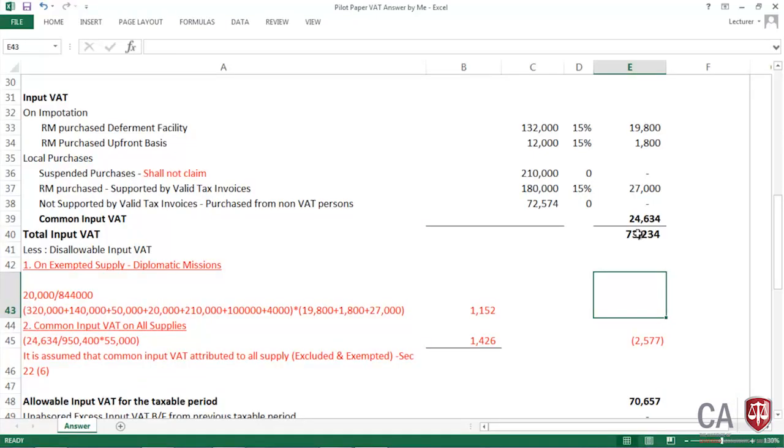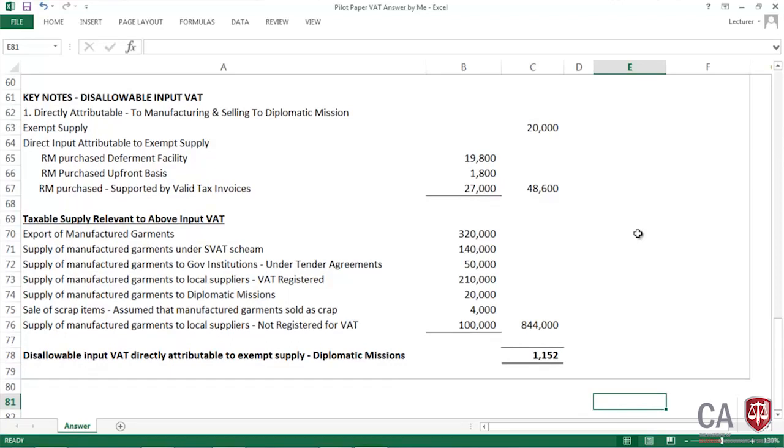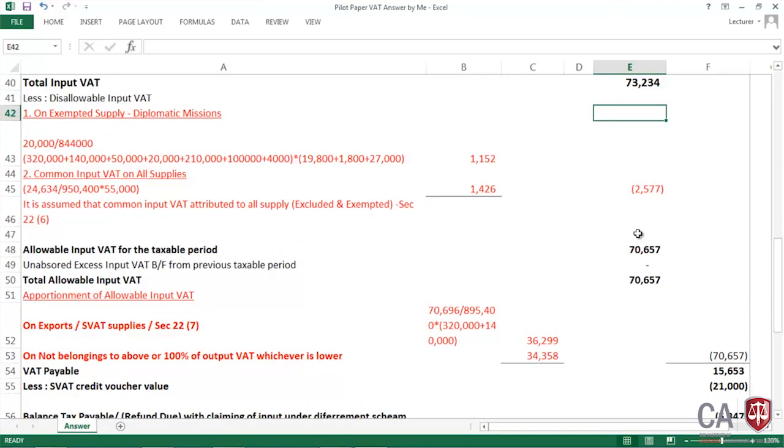Please listen very carefully. Other than these figures in this horizontal version, I have taken all these figures separately for your easy reference. To help you understand very clearly, I have mentioned this separately. Take your time and try to understand this part with me. Then it is disallowable input VAT. First one, on exempted supply, diplomatic missions. Now in the question, it is very clearly given that the garment items are manufactured and sold to a diplomatic mission. Then in that case it is exempted.